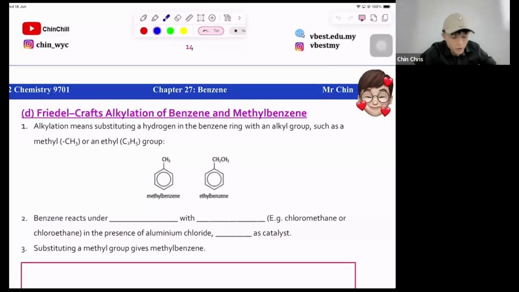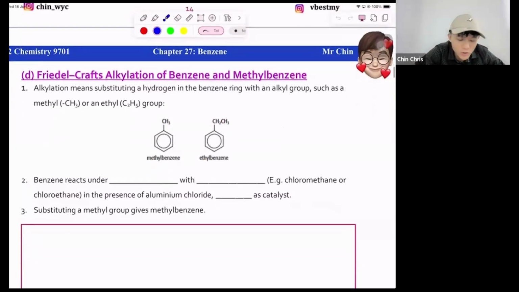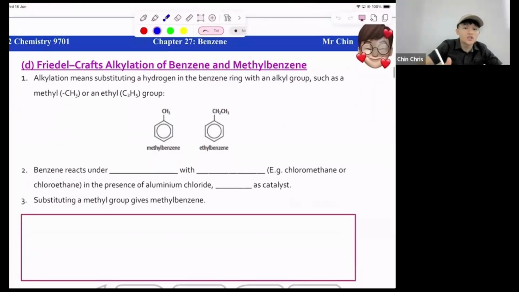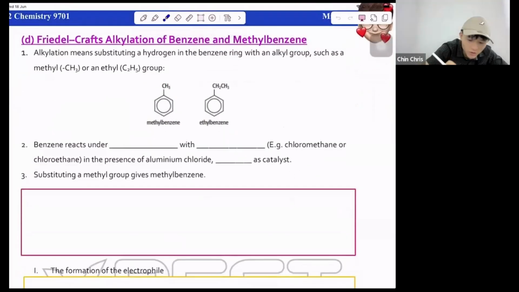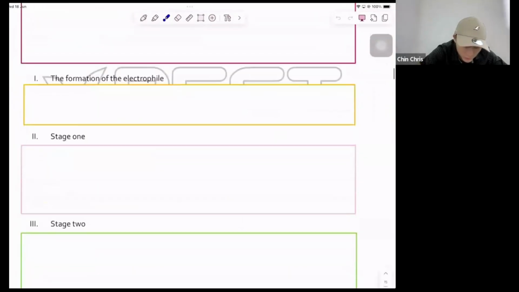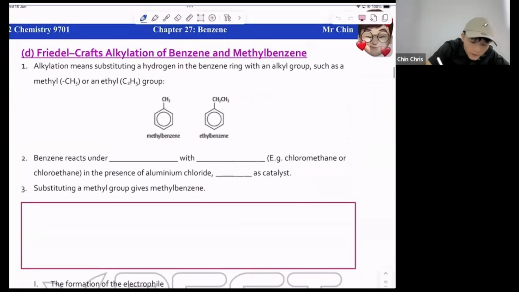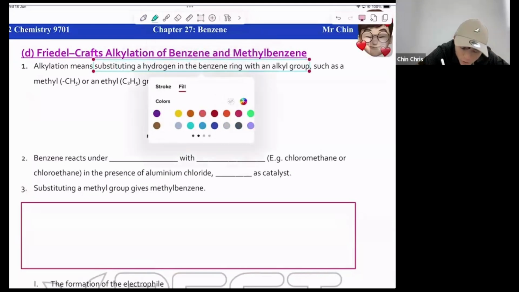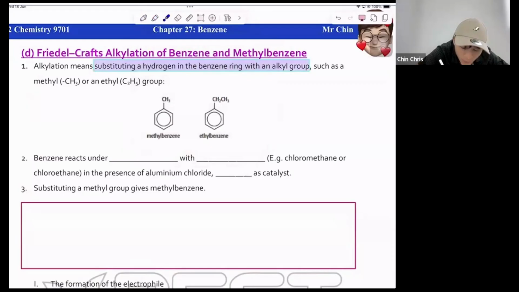Alright guys, let's go. So let's look at Friedel-Crafts alkylation of benzene and methylbenzene. So guys, what is alkylation? You just have to turn an alkyl benzene into something else. Never mind, let me draw it out for you. Alkylation means substituting, highlight the word substituting, a hydrogen with an alkyl group. So you're trying to make it into either a methylbenzene or ethylbenzene. This process we call alkylation.